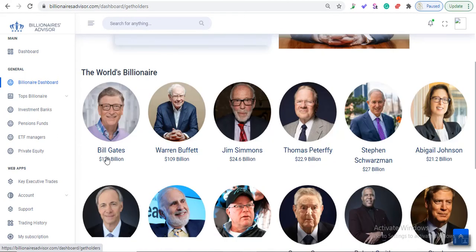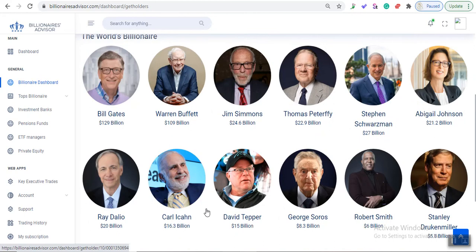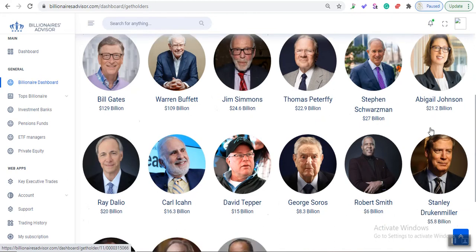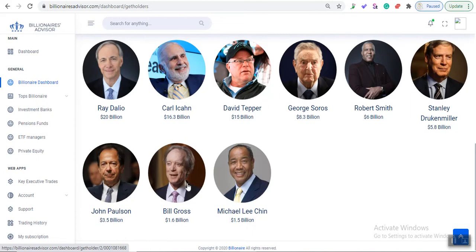So we have Bill Gates. As you could see, the ranking starts from highest to lowest. We also have Ray Dalio, David Tepper, George Soros, Stanley Druckenmiller, Abigail Johnson, Michael Leachin, Bill Gross, John Paulson.